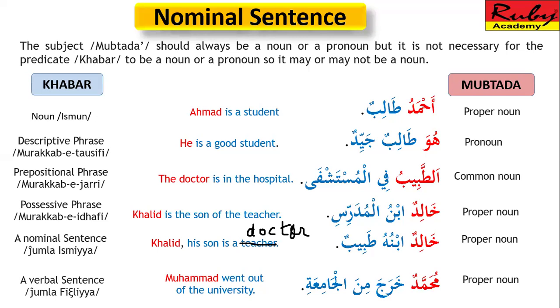So this rule is important to understand: mubtada should always be a noun or pronoun, but it is not necessary for the khabar to be a noun or a pronoun. So it may or may not be a noun. You can see in the first sentence the khabar is a noun, but in the remaining sentences you will get different kinds of phrases and sentences as khabar. And that we are going to learn in detail in the next part, phrases. But now we are learning the structure of the nominal sentence and its rules. I hope you are getting it.